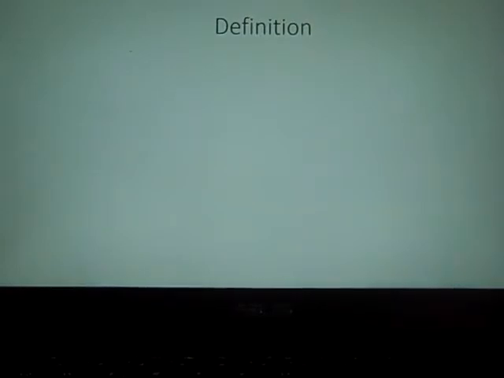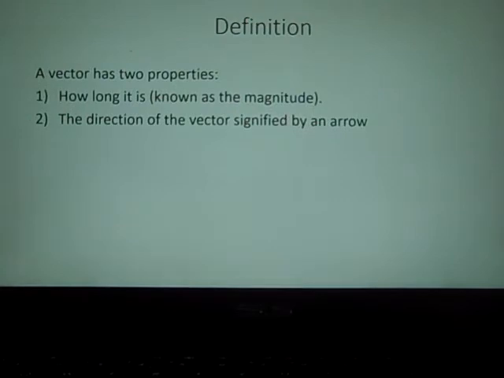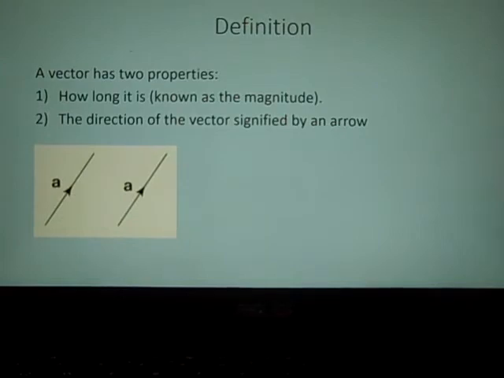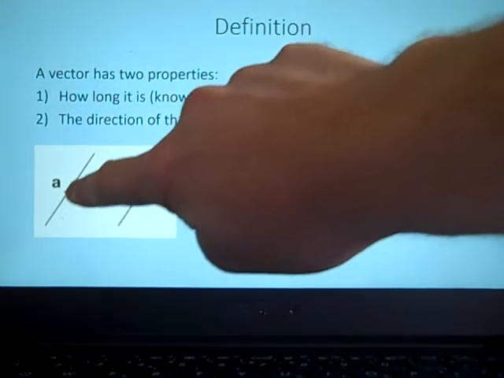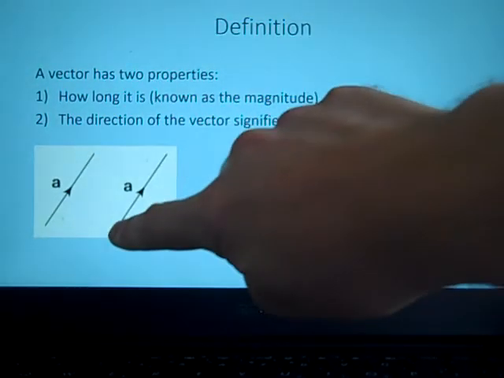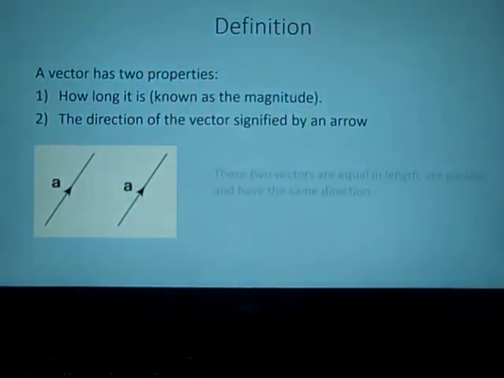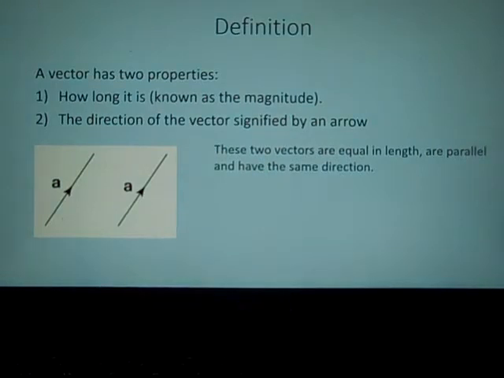Okay, so moving on to some definitions. What we need to know about vectors is they have two properties: how long it is, known as magnitude, and the direction of the vector, signified by an arrow, which we've already seen. Here we've got two vectors, and they're both A, going in this direction, from the bottom to the top. These two vectors are equal in length, they're parallel, and they have the same direction.